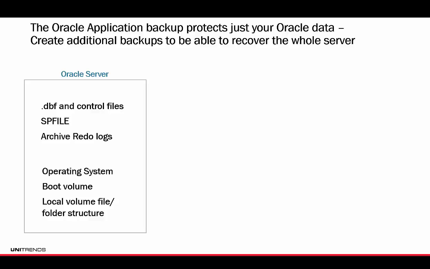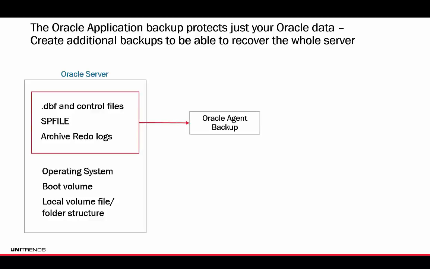Once again, we've got an example of the Oracle server here. We've got database files and control files, SPF file. There's also the archive and the redo logs. All right, once again, on any Oracle server, whether it's Windows, Linux, or Solaris, we've got the operating system, the boot volume, and the local file and folder structure and the volume structure. Now, when you run Oracle agent-based backups, that agent goes in and grabs just the database files for the Oracle databases. You have to run separate backups to grab the operating system.